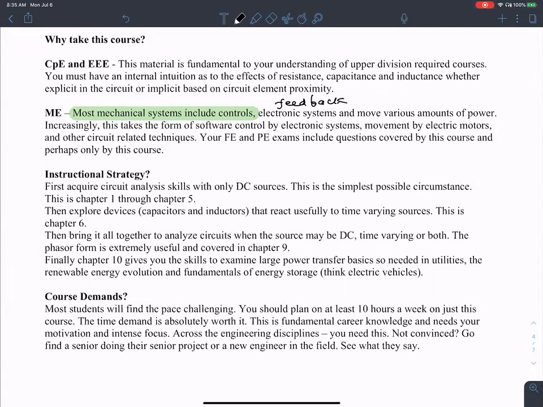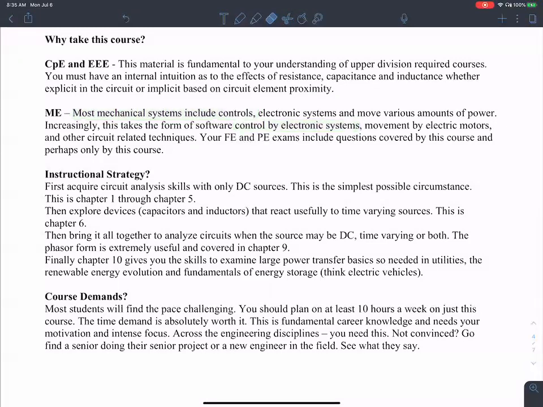You cannot be a good mechanical engineer without a sound understanding of the basic electrical circuit principles, okay? Now, increasingly, this takes the form of software controlled by electronic systems, okay? When you're controlling your hardware, your mechanical components, using software systems, okay? Electronic components. Okay, movement by electronic motors and other circuit related techniques.